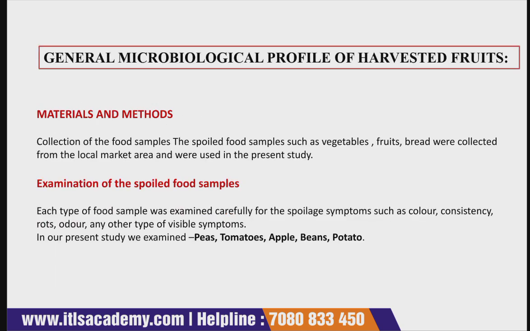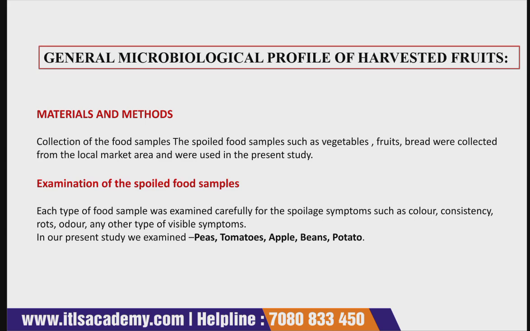Now, in this particular experiment, we need certain materials, starting with the collection of food samples. Here, spoiled food samples such as vegetables, fruits, and even breads are collected from the local market area and used in the present study. Then we have the examination of the spoiled food samples. Each food sample was examined very carefully for spoilage symptoms such as color, consistency, rot, odor, and other visible symptoms.